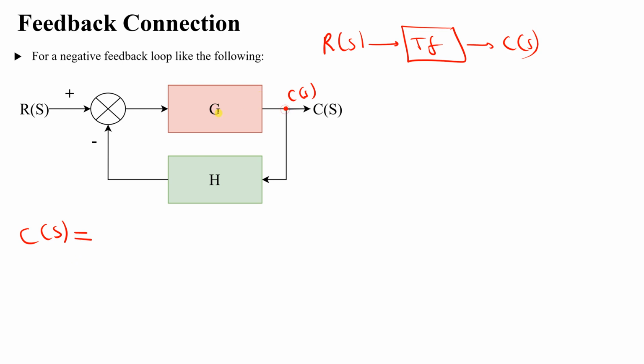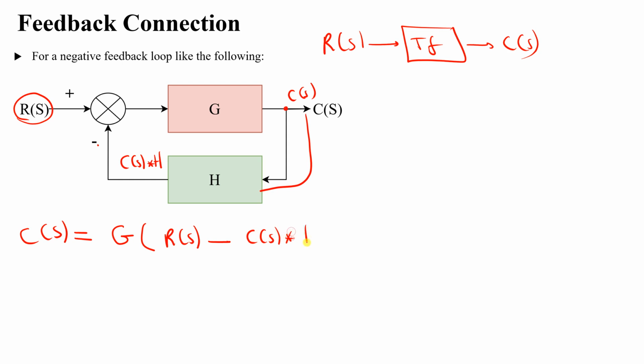Equal to G multiplied by the difference between these two. The difference between them is R of S minus what? Minus C of S multiplied by H. C of S multiplied by H, right? This is what's coming from the feedback loop. So it will be C of S multiplied by H. So this will be C of S equal to GR minus C multiplied by H.